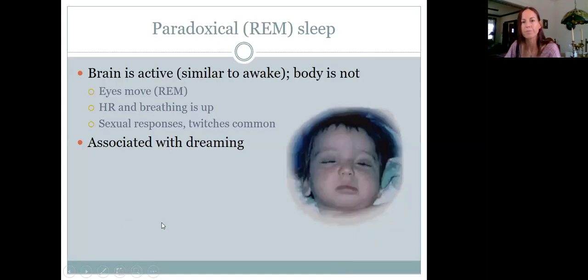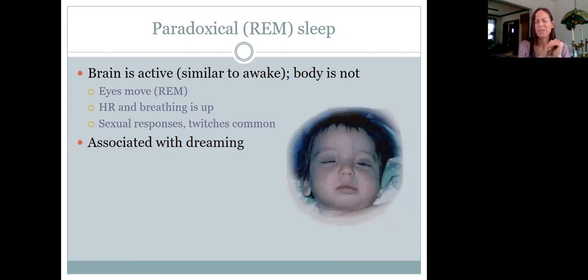Okay, well, paradoxical or REM sleep is that stage where, again, it gets real choppy, almost as if you're awake, but you're not. Your brain is active, but your body is not. So a lot of times we call this paradoxical. A paradox means a riddle, because your body seems really paralyzed during this time. Your eyes are moving, and your heart rate and breathing are up, so you seem a little bit more on the awake spectrum.